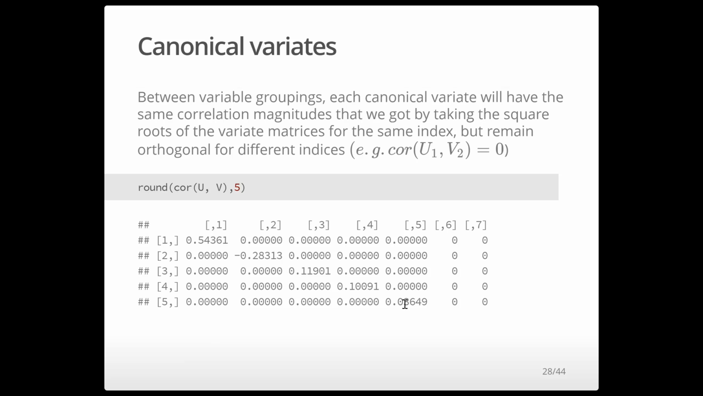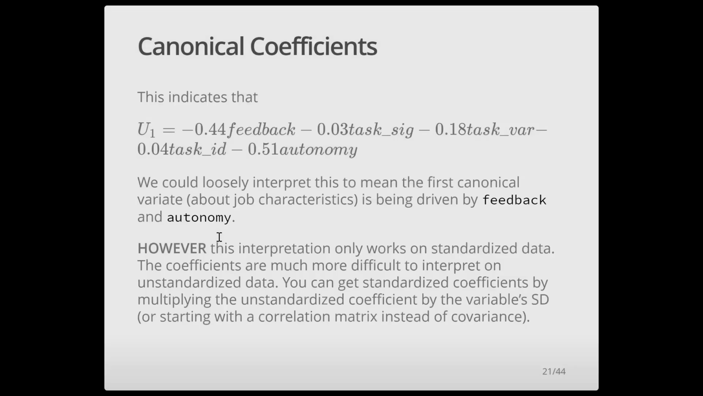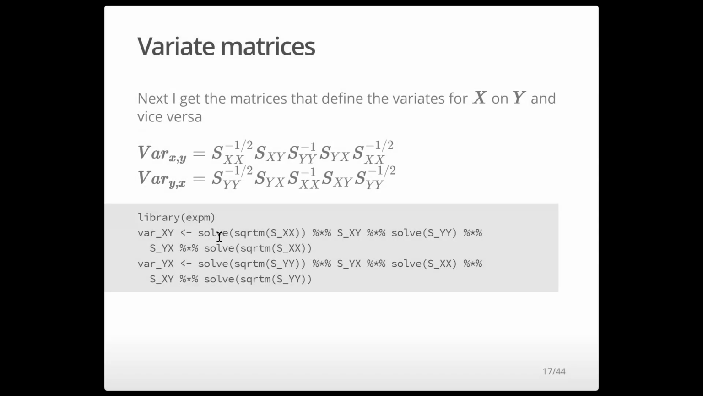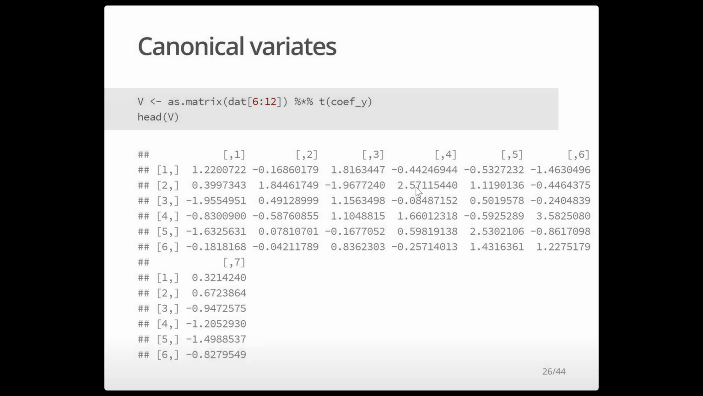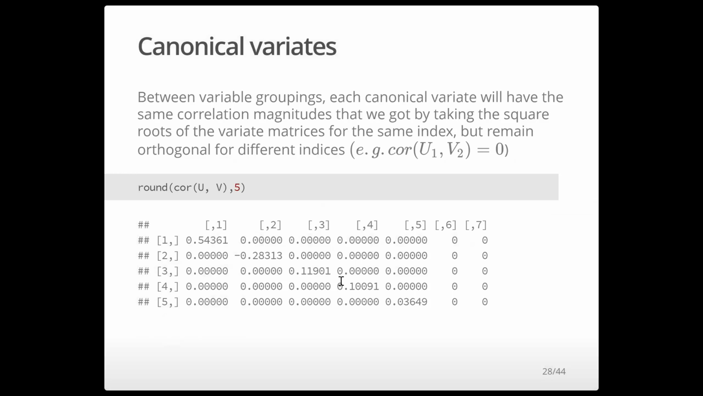If you check this diagonal here, it matches the magnitudes of what we got a few slides back when we got the original canonical correlations. I'll just jump back to that quickly so you can see. There they are: 0.5436, 0.2831, and so on. The only difference is this one isn't negative, because there we were just taking the square root, so we just got the positive roots. But that is identical to the diagonal here.